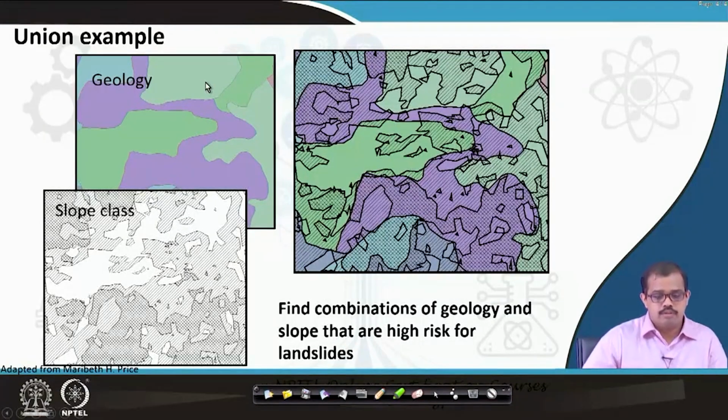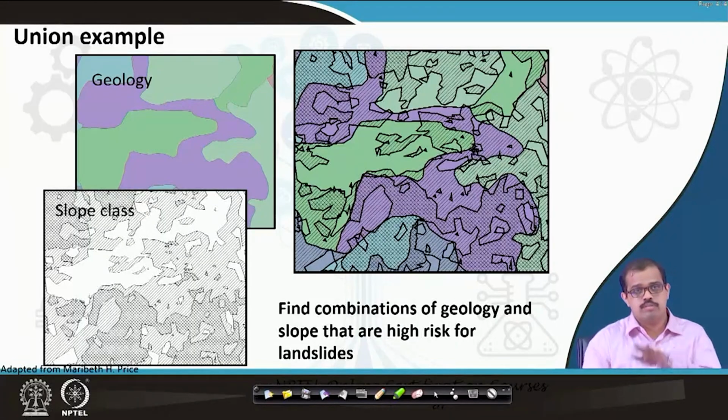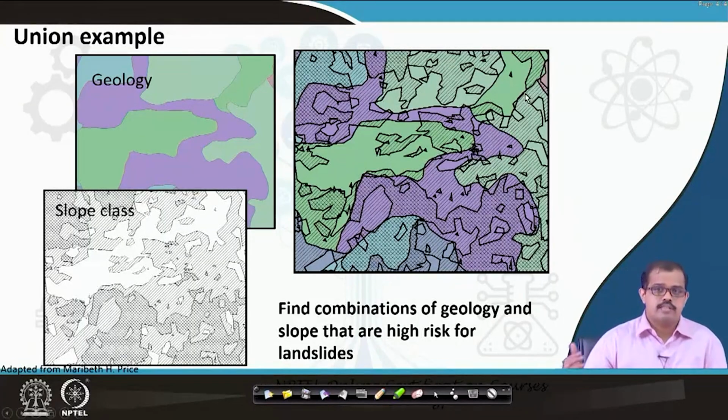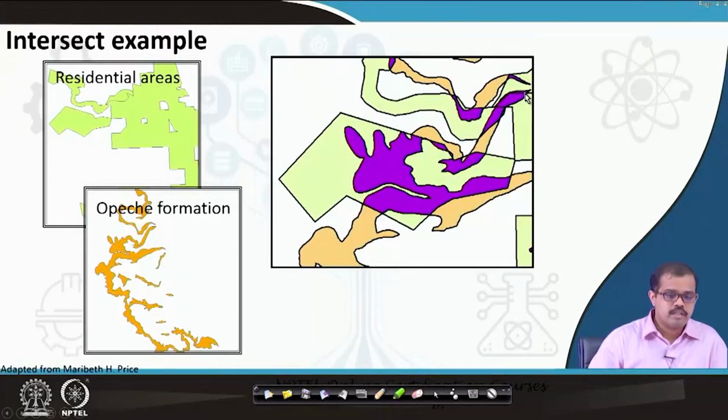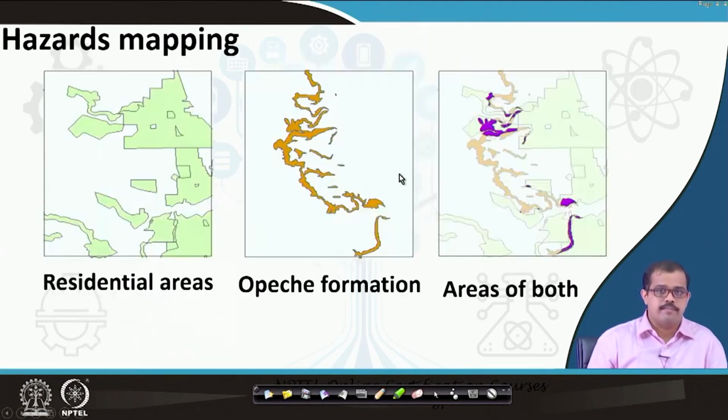Another example of union is this: you have a geology map, you have a slope map. If you do union, you get both of these together. Now with this you can look at where there is a high risk of landslides. You use both slope and geology maps, so you will say where the landslides are high. Then an intersect example: you have a residential area here, you have a formation that is happening, and it may affect the residential area. So just intersect, and you will know where it may affect on a larger scale. That is the example I showed previously.